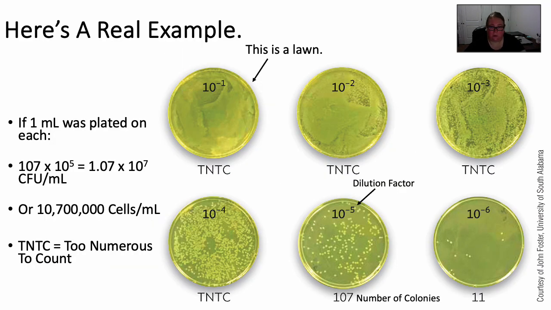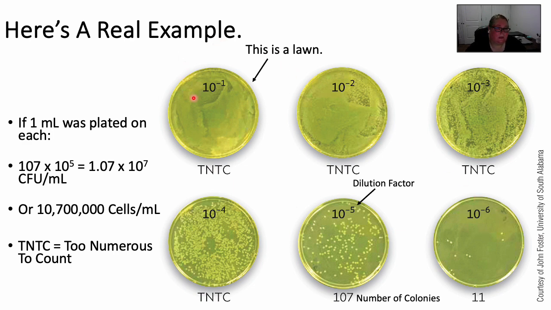Okay, so here's a real world example, and this is going to kind of illustrate what it means to have a lawn. Okay, so we did our tenfold serial dilution. This is our 1 to 10, this is our 1 to 100, our 1 to 1000, our 1 to 10,000, 1 to 100,000, and this is going to be our 1 to 1 million. Hopefully I did my math correct.